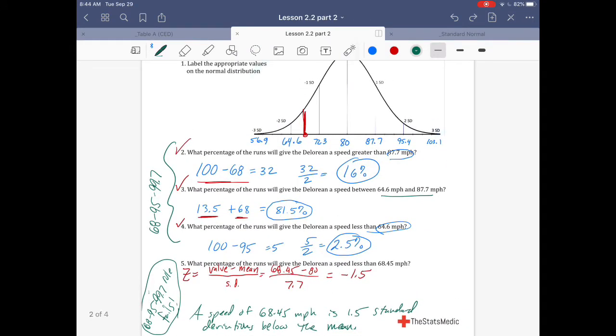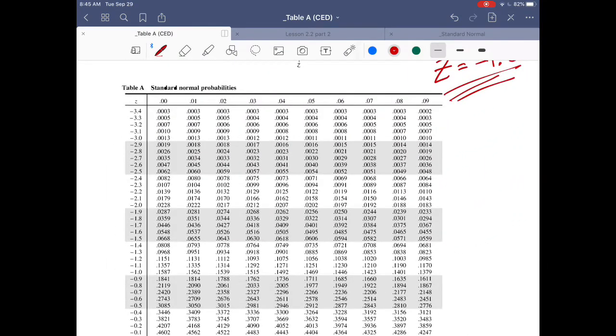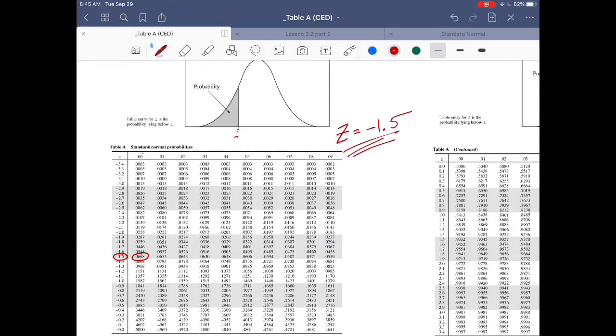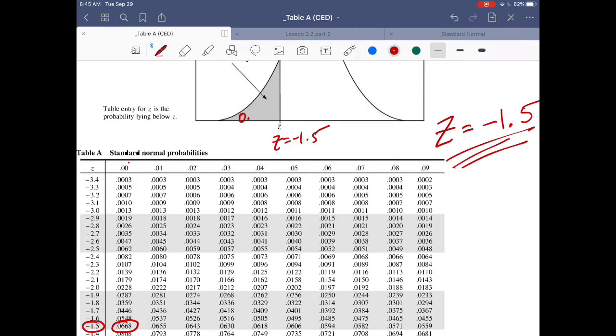Try to use Table A to find the area to the left of negative 1.5. So first thing we need to do in order to find the area to the left of z equals negative 1.5 is find negative 1.5 on Table A. And here it is. Negative 1.50 would be that one right there. So this number, 0.0668, if this is z equals negative 1.5, 0.0668 is the area of this region right here.